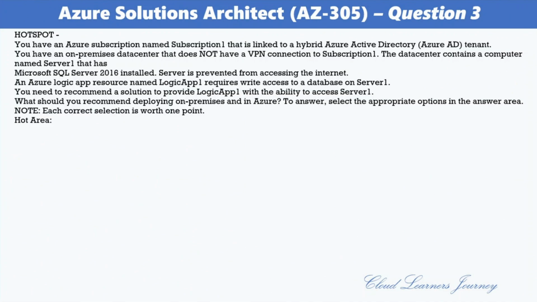Next, question number 3. You have an Azure subscription named Subscription 1 that is linked to a hybrid Azure Active Directory tenant. You have an on-premises data center that doesn't have a VPN connection to Subscription 1. The data center contains a computer named Server 1 that has Microsoft SQL Server 2016 installed. Server 1 is prevented from accessing the internet. An Azure Logic App resource named Logic App 1 requires write access to a database on Server 1. You need to recommend a solution to provide Logic App 1 with the ability to access Server 1. What should you recommend deploying on-premises and in Azure? To answer, select the appropriate options in the answer area.